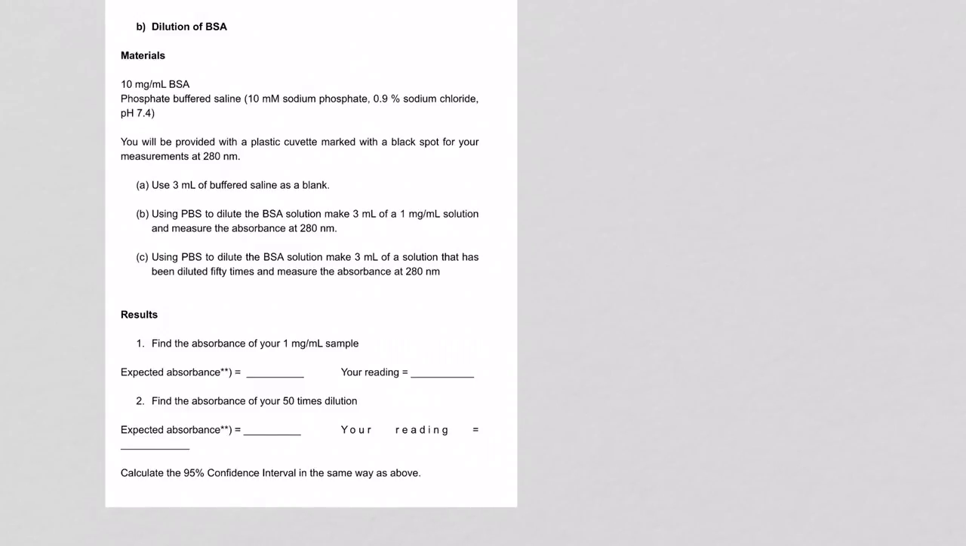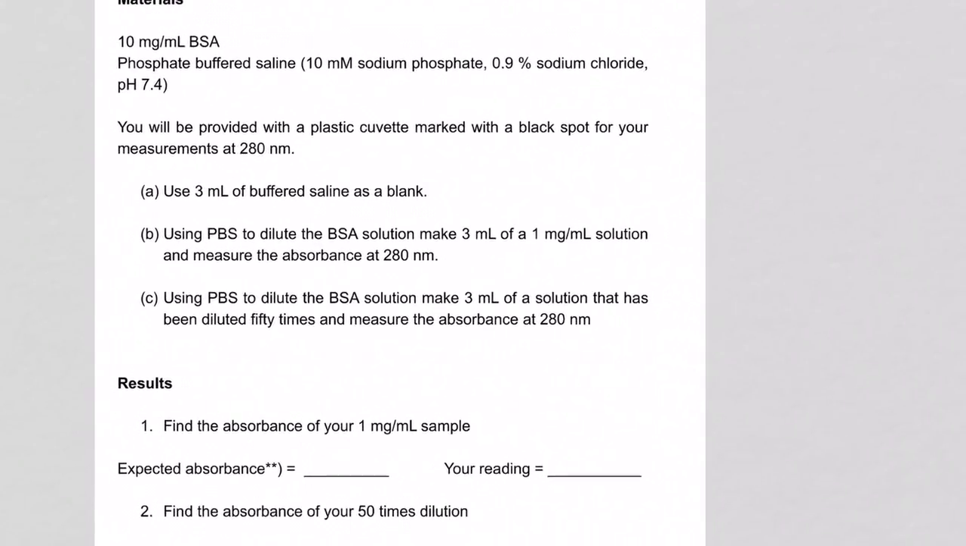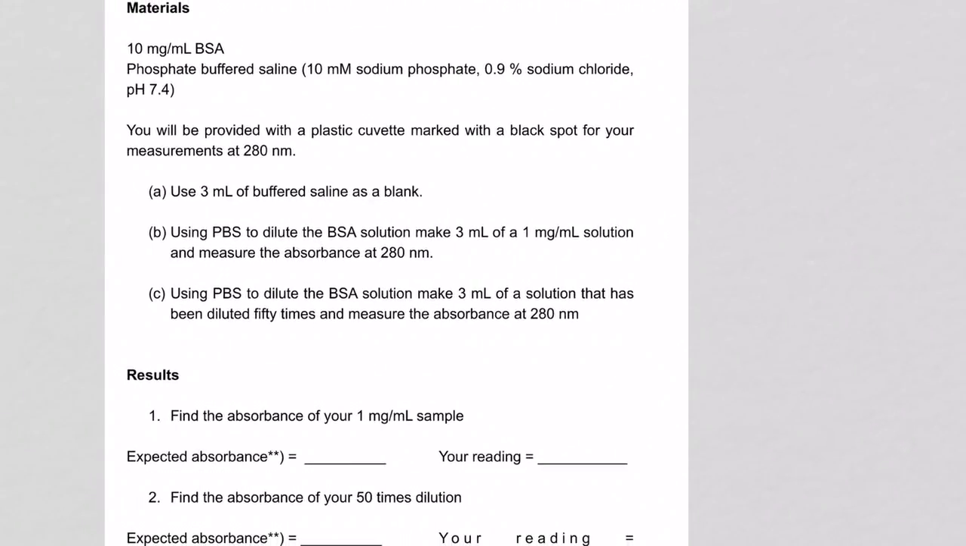Lastly, we want to do the same thing with a protein sample. We use bovine serum albumin, which is a very standard protein. It's pretty cheap. And we do more or less exactly the same thing.